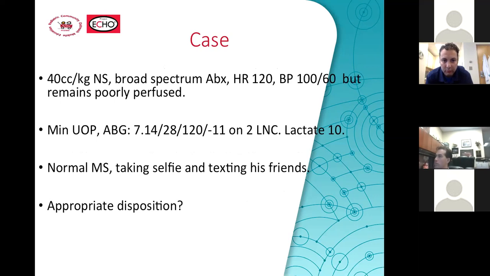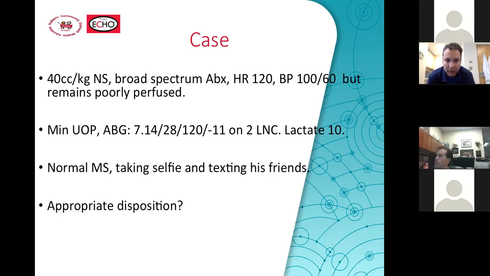She was initiated on a broad spectrum antibiotic. I do not have the timing of how long it took to get the antibiotic actually in. And her heart rate, as noted, has drifted down by about 30 points, and now she has a blood pressure of 100/60. She is noted to also remain poorly perfused.